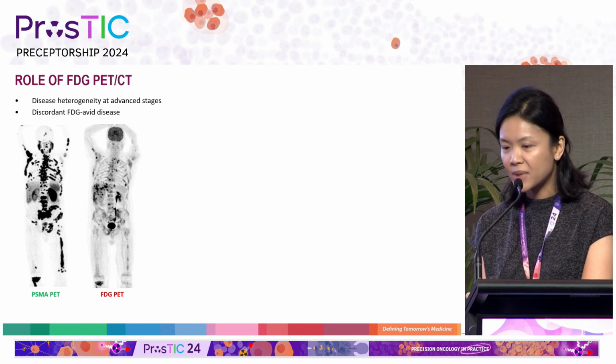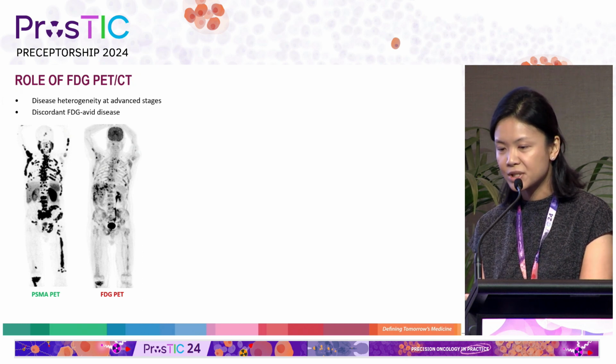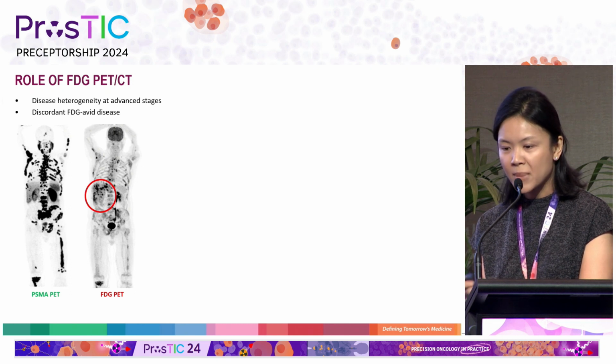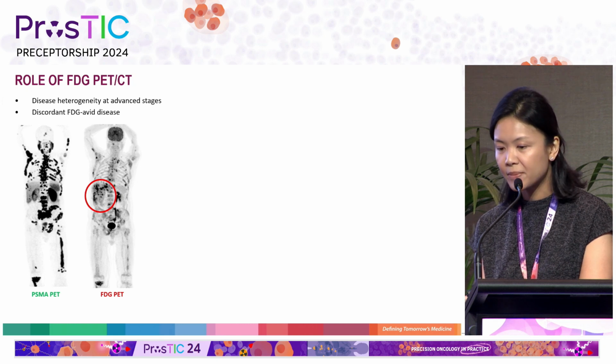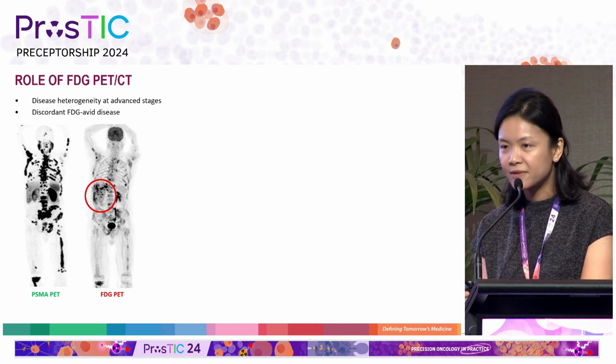So the disease can be heterogeneous at the advanced stages of prostate cancer, and FDG PET really helps us to identify discordant FDG disease. And what is this? These are areas with low or no PSMA uptake but with high FDG uptake, for example, the liver disease over here. As these sites are often poorly targeted by radioligand therapy, and are often sites that are more aggressive and will progress despite treatment.